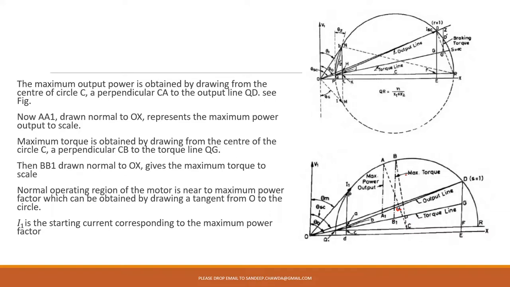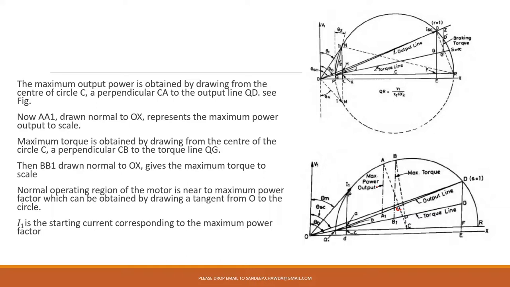So this is your maximum power output line. It is drawn till output AA1, so the A1 point lies on the output line. Here the B1 lies on the torque line. So this is your maximum torque, and this one is your maximum power output.